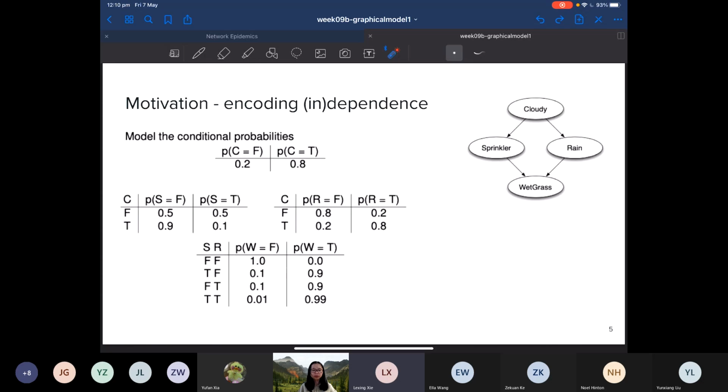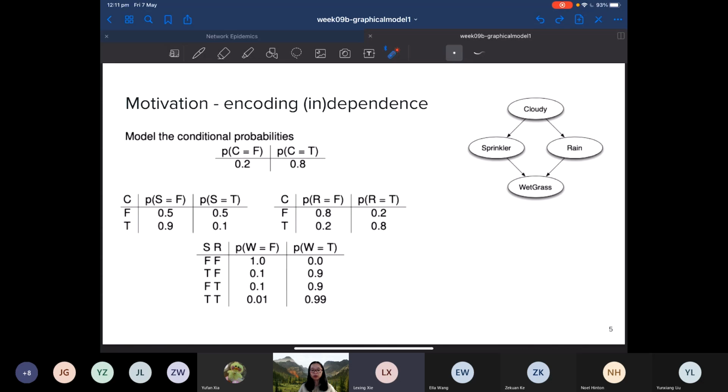And then we can encode the relationship between whether to turn on the sprinkler, given whether it's cloudy, in this conditional table. So when it's not cloudy, we turn on the sprinkler half the time, half the days. When it is cloudy, we don't turn on the sprinkler because evaporation is low.